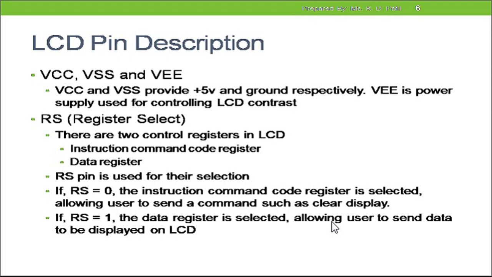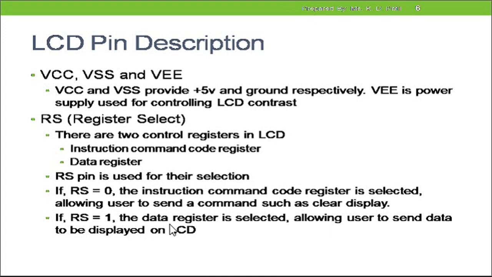Why are the instruction command code register and data register available? Because when the 8051 interfaces with the LCD, the 8051 may send some instruction to the LCD to perform some action, for example, clear the screen, move the cursor right, move the cursor left, etc. As well as, the 8051 microcontroller may send the actual data which it wants to display on the LCD, and that's the reason there are two control registers in the LCD, that is the instruction command code register and the data register.